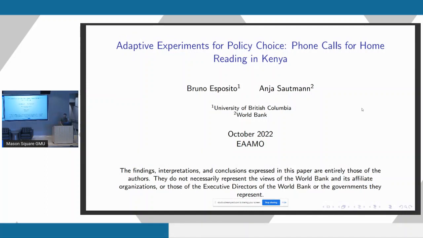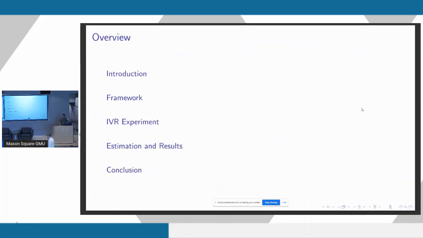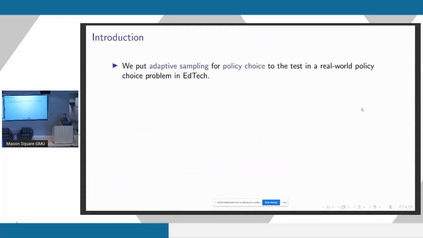Today, I'll be talking about adaptive sampling, adaptive experiments for policy choice, phone calls for home reading in Kenya. This is a brief overview of the structure of the presentation. So let's start with the introduction. So what are we doing here? We put adaptive sampling for policy choice to the test in a real-world policy choice problem in EdTech.